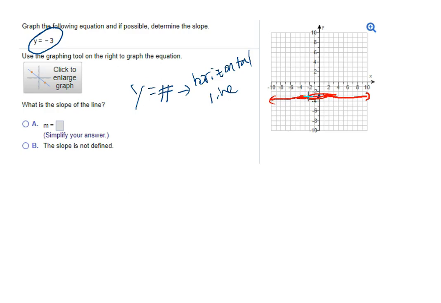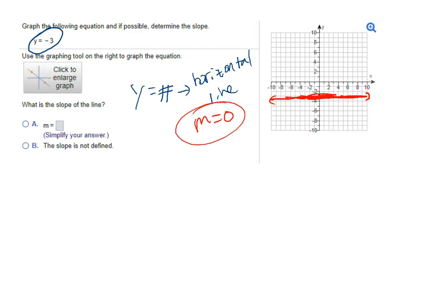I think my hand got in my way there, but all these points right here all have a y coordinate of -3, and that's what they're asking for. Find all the ordered pairs where y is -3. This is where they're all located, on this horizontal line right here. For a horizontal line, the slope is 0.